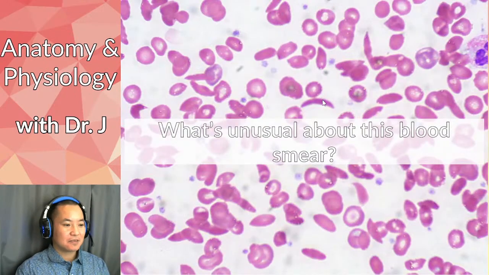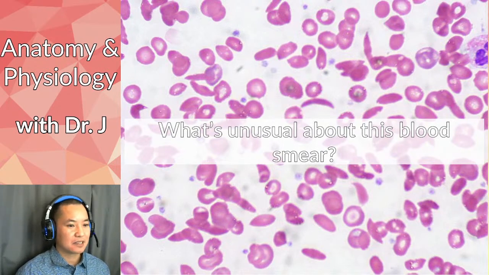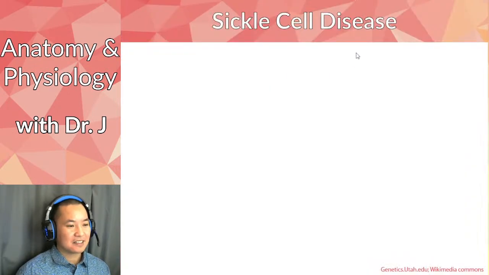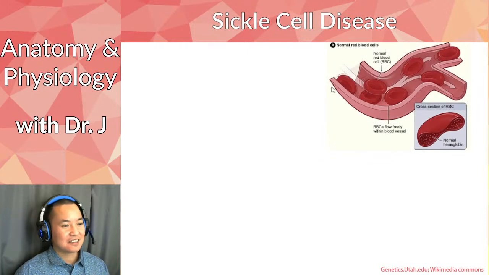Alright, so what is weird about this blood smear? I see a lot of red blood cells, I see some platelets, and I see a white blood cell here on the side. But what's weird is that some of these red blood cells have an unusual banana-like shape. And this is what we call sickle cells. So we have these normal red blood cells, and again, they have that round biconcave look right here.